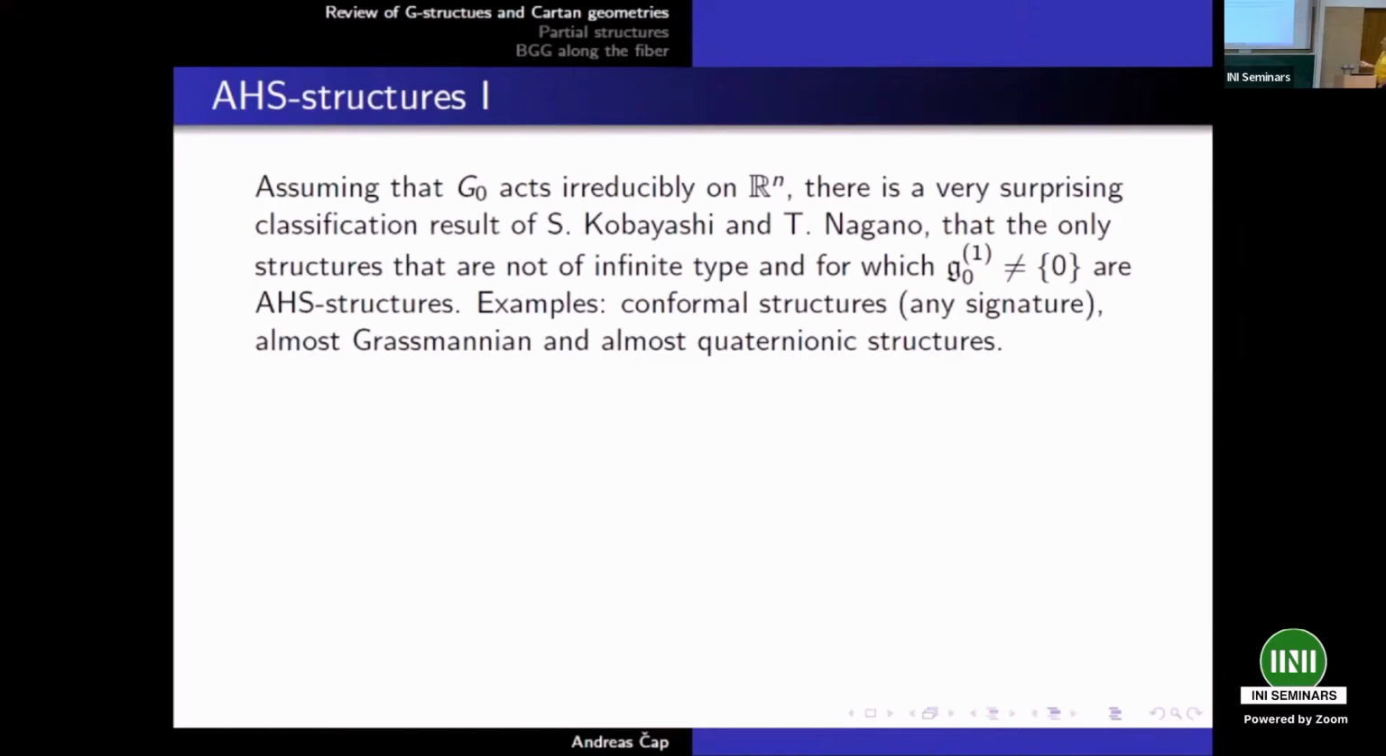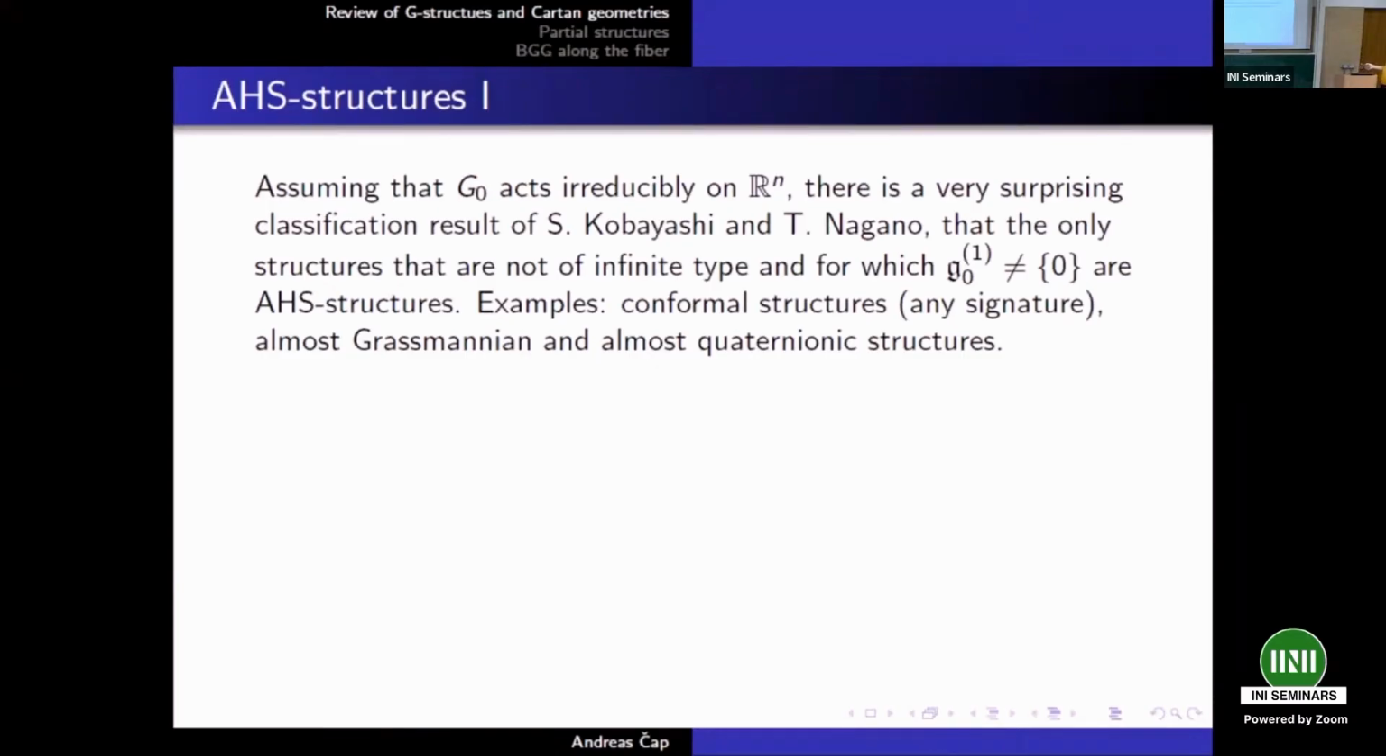And namely, they say there are exactly 3 cases in this situation that G0 acts irreducibly. First of all, it may happen that the first prolongation vanishes. Second, it may happen that your structure is of infinite type. Third, the first prolongation is non-trivial, but the structure still is not of infinite type. So some higher prolongation vanishes. And then it turns out that the only examples for which this is the case are the AHS structures. And there, much more deep algebra starts kicking in.